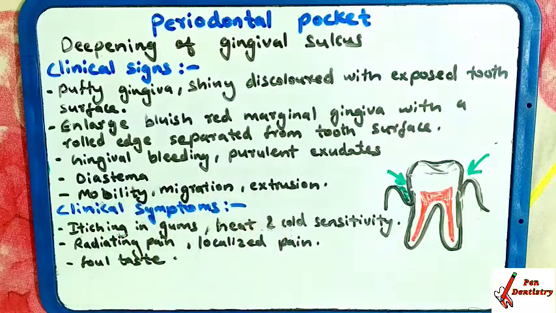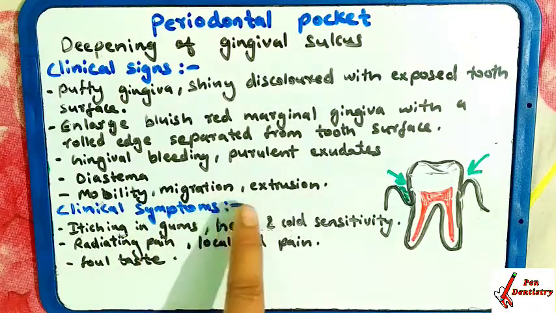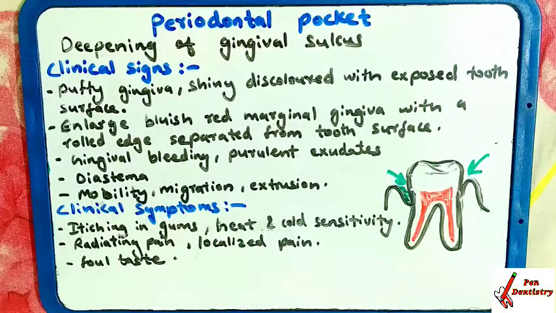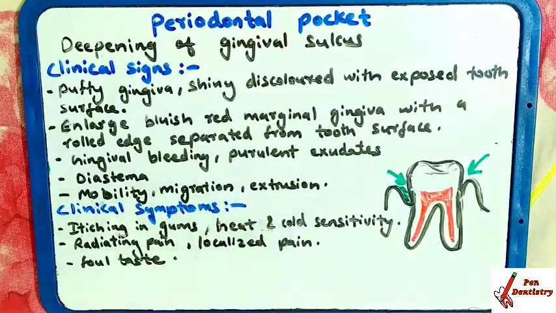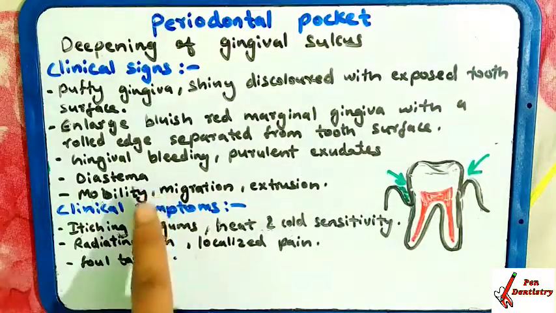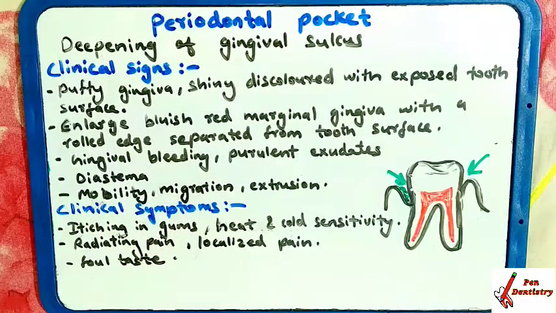Due to the periodontal pocket, there will be a diastema, because diastema occurs due to the mobility, migration and extrusion of the tooth. When there is a severe periodontal pocket that has become chronic, mobility and migration are seen along with the extrusion, and this mobility causes the diastema. So these are the clinical signs you can see in the periodontal pocket.